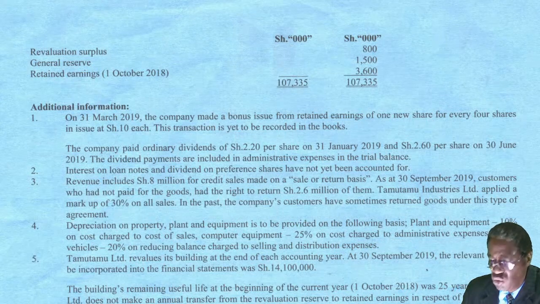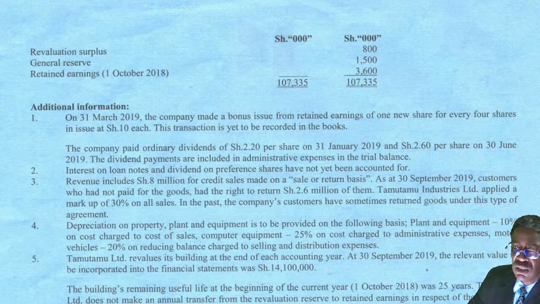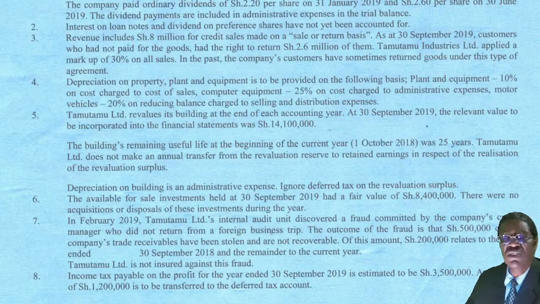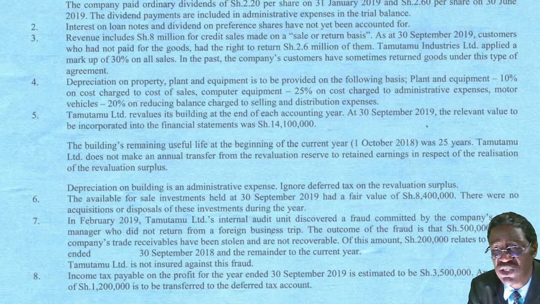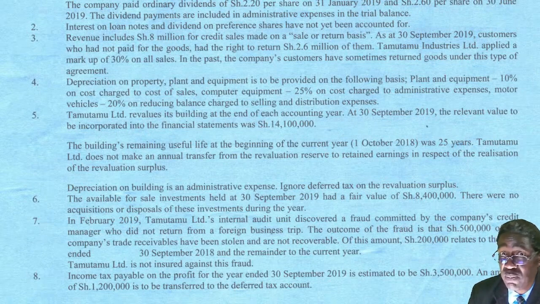Depreciation on property, plant, and equipment is to be provided on the following basis. Let me roll the question. We are reading number 4. Plant and equipment, you charge 10%, and listen, 10% on cost. And the policy of this company is to be charged where? To the cost of sales. Every time you depreciate a plant and equipment, this company says you charge it to cost of sales.